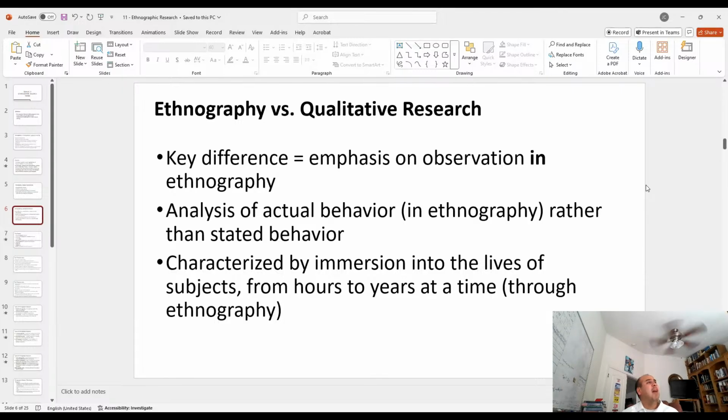Also, it's an analysis of actual behavior rather than the stated behavior. That's characterized by immersion into the lives of subjects for hours to years at a time. Right. One of the most influential studies that I read was by Donna Daly, and she studied Navajos in Arizona. I read her work when I lived in Arizona. Anyway, she had been.